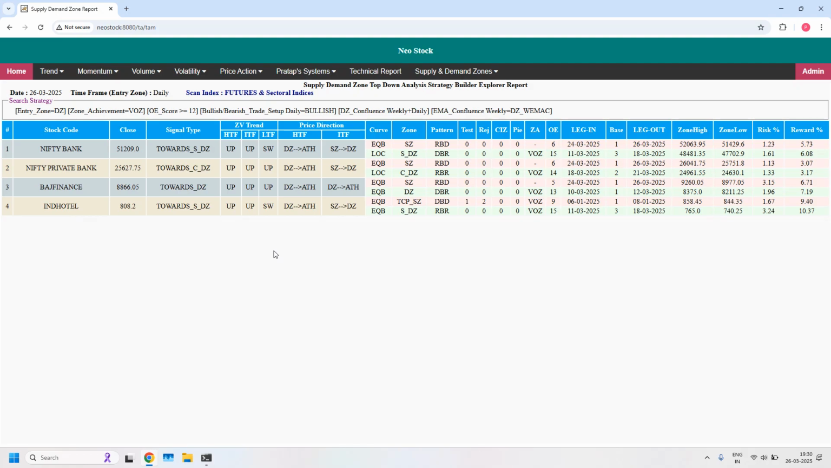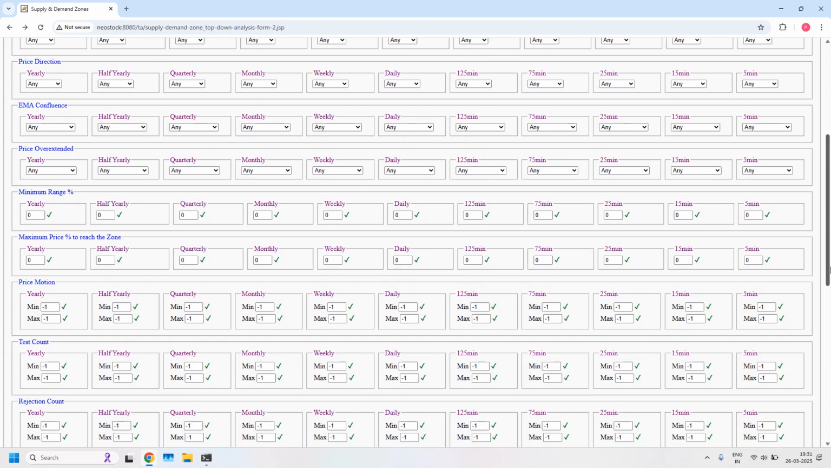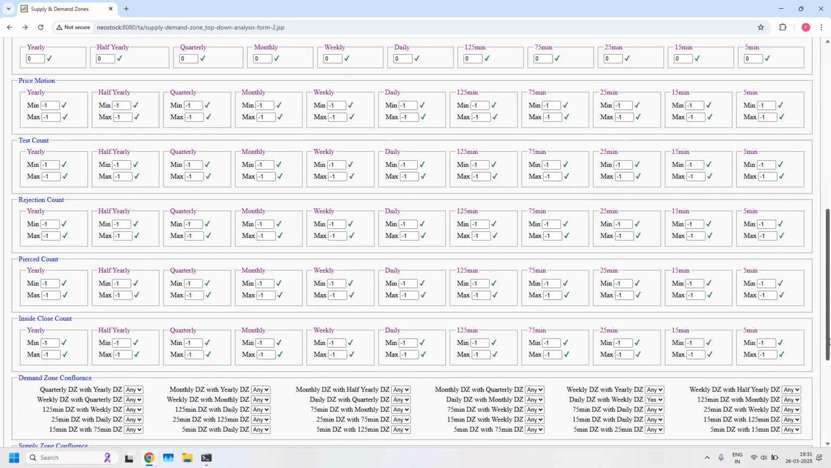Okay, next filter is based on LTF, ITF and even HTF demand zone confluence supported stocks. Let us filter. So I'm going back, removing this EMA filter because it is ITF specific. Now we should focus on HTF. So in the demand zone confluence, we need to set 3 filters. Daily with weekly already enabled. Next, daily with monthly demand zone confluence and weekly with daily monthly demand zone confluence.